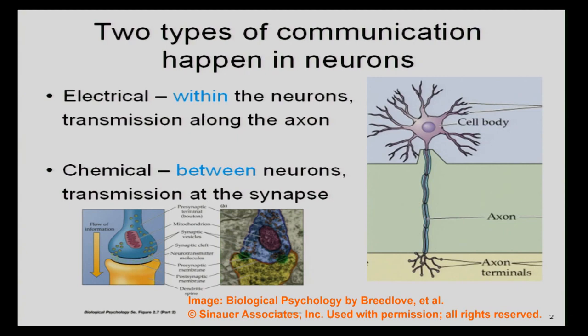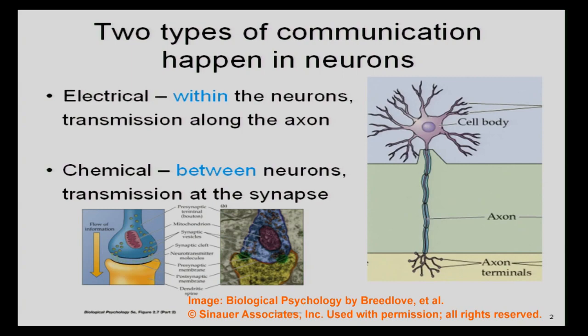Okay, here we go. So electrical is happening all through here, from the dendrites all the way down, and then chemical from the axon terminals to the postsynaptic terminals on the next cell right here. Now, Monday, we talked about resting membrane potential, just what causes the neuron to be at a negative potential at rest.